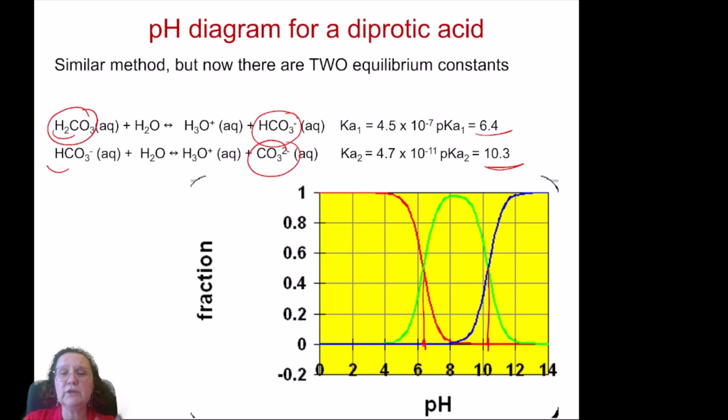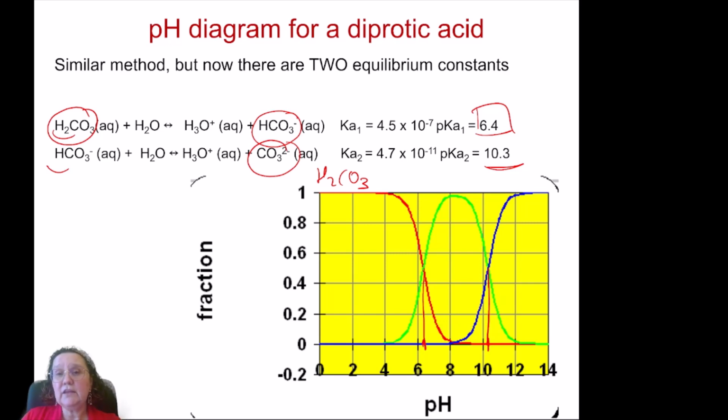So how do you read this graph? Well, at pHs lower than 6.4, you mostly have carbonic acid, which is the most stable species at the very, very low pHs. The CO3 totally protonated, all the hydrogens attached to the CO3.